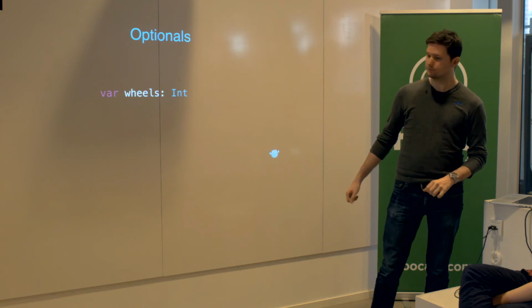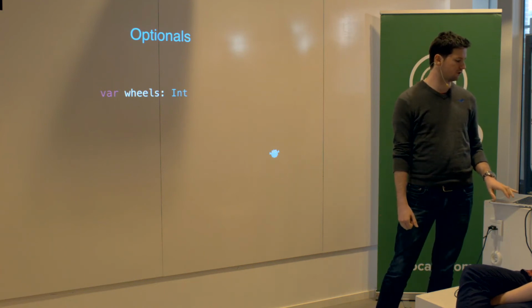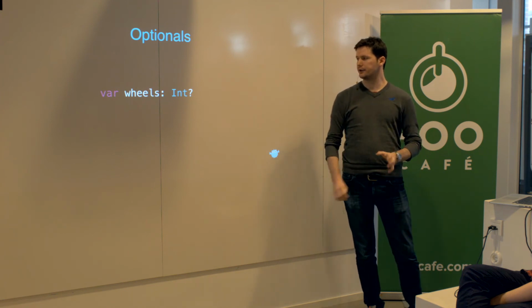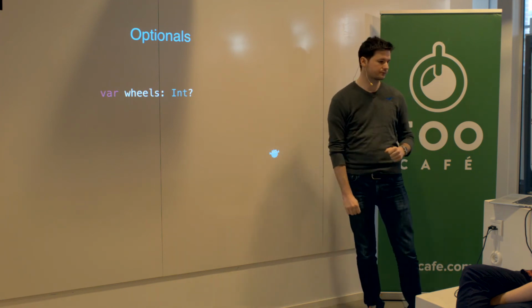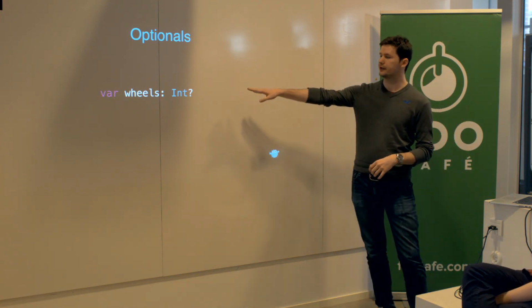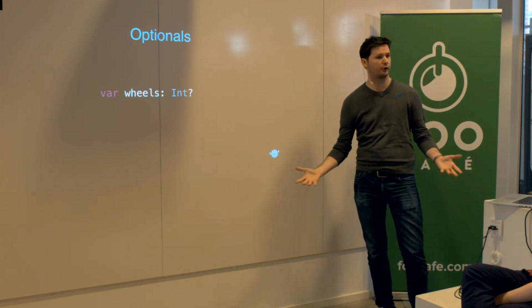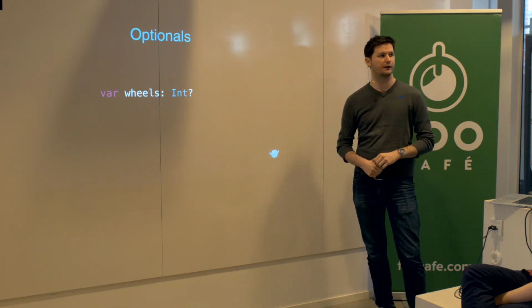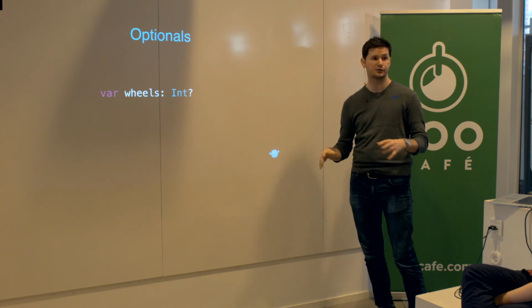But in Swift you don't have to do that. You can just add this question mark at the end. And that makes this an optional. And that means that this value can be nil as well. It can have no value at all. But nil in this case is not 0 as it would be in Objective-C. It would actually mean there's no value.